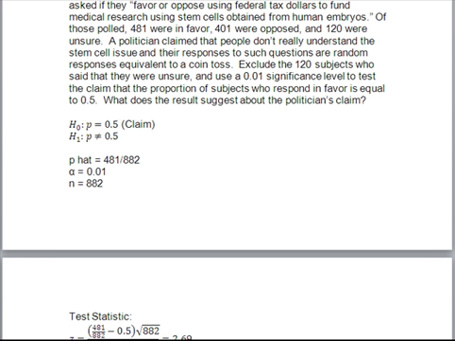And our p hat comes from the survey. We were told to ignore the 120, so we have 481 plus 401. We have 882 that are participating, and the p hat represents the proportion that favored the stem cell research being funded federally. So we have 481 over 882. We're told to test it at the 0.01 significance level, so that's our value of alpha. Our n, our sample size, because we excluded the 120, would be 882.